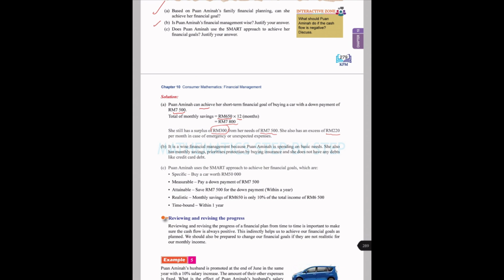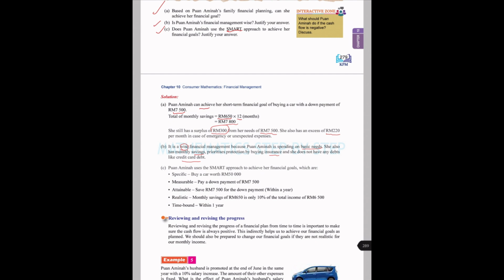Then part B, is Puan Aminah's financial management wise? Justify your answer. It is a wise financial management because Puan Aminah is spending on basic needs, okay? She also has monthly savings, prioritizes protection by buying insurance, and she does not have any debts like credit card debts, okay? Then C, does Puan Aminah use smart approach to achieve her financial goals?